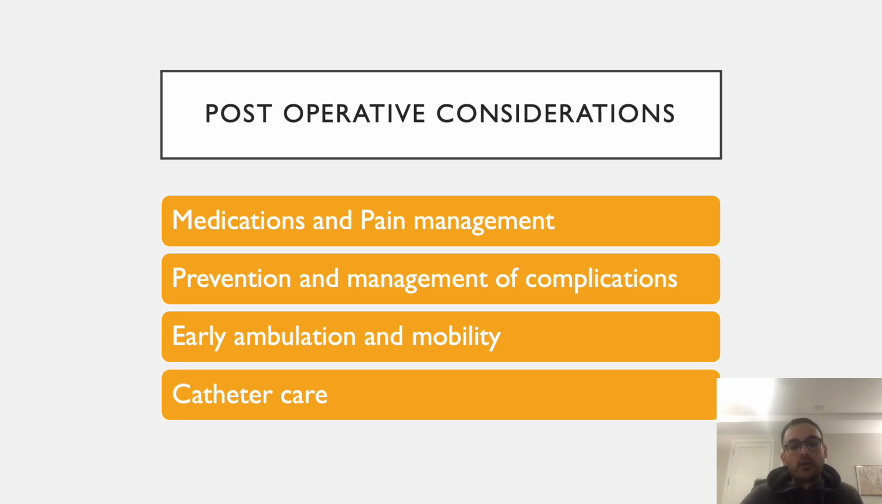Now moving on to the floor care. So once the patient is stable in PACU, they transition to the floor. Now in terms of their post-operative considerations, especially for nurses that are looking after these patients on the floor: medications and pain management, how do we prevent and manage complications if anything comes up. Early ambulation is key for most surgical patients, but especially these patients because they go home fairly quickly. And then catheter care.